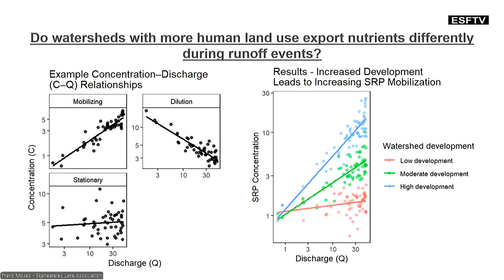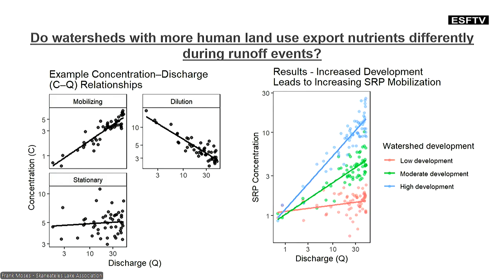So to address this question of do watersheds with more human land use export nutrients differently during runoff events, we examine these CQ slopes as a function of human land use in the watershed. So for TP and TN, both developed and undeveloped watersheds exhibited a wide range of slopes from dilution to mobilization.